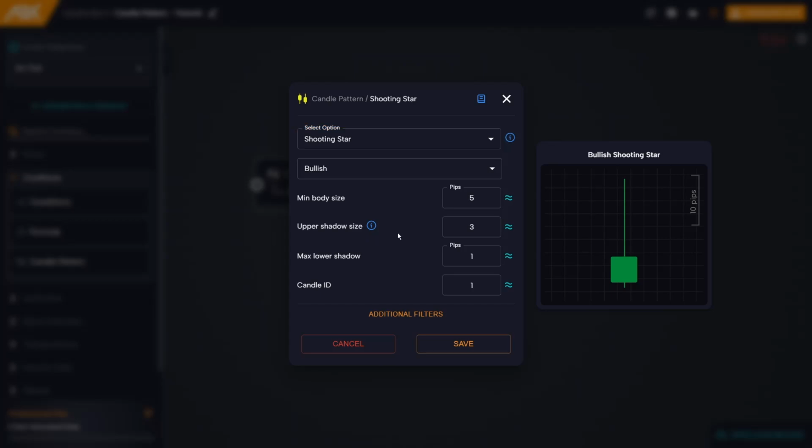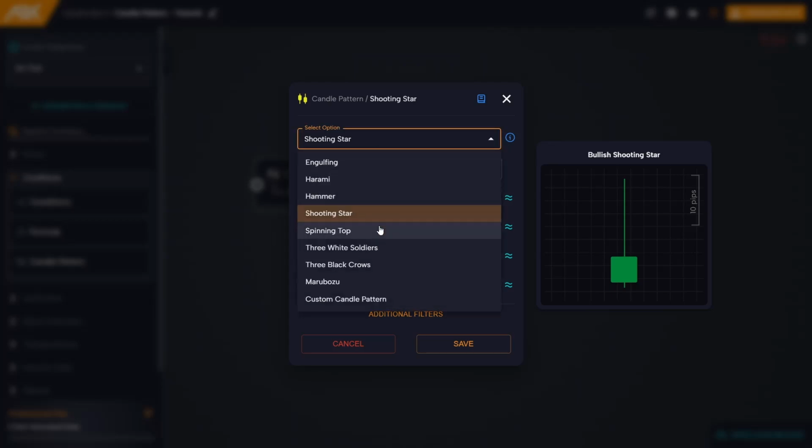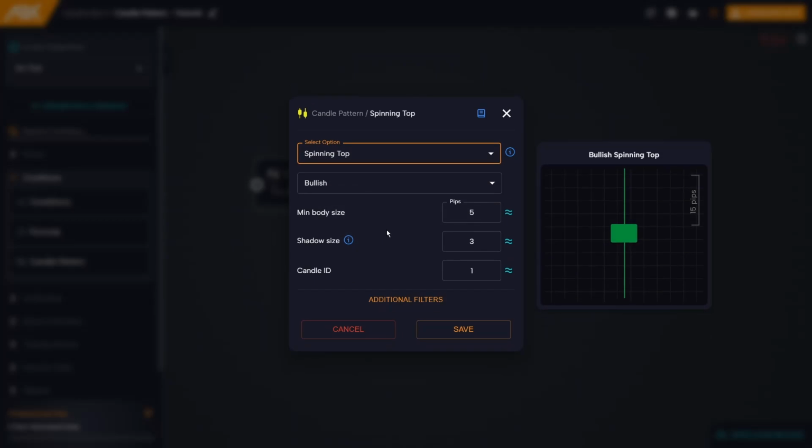The combination of these two patterns is the spinning top, if we open its configuration. We see that there is always a min body size, but in this case, the upper and lower shadows are managed together. With the parameter shadow size, again, multiplication will be used in this case. If we input 4 as the value, we will see that the shadows will be at least 20 pips.